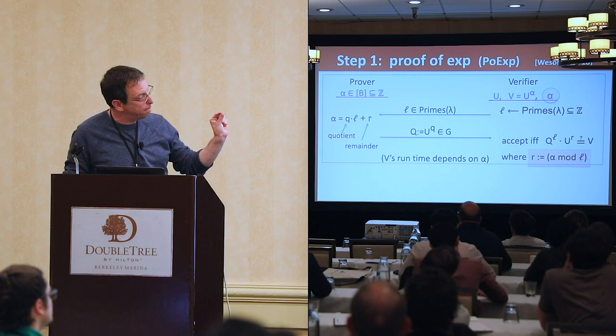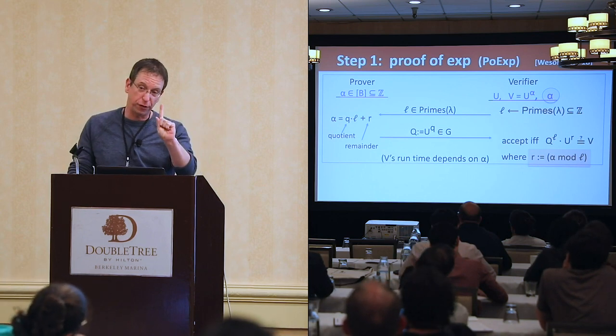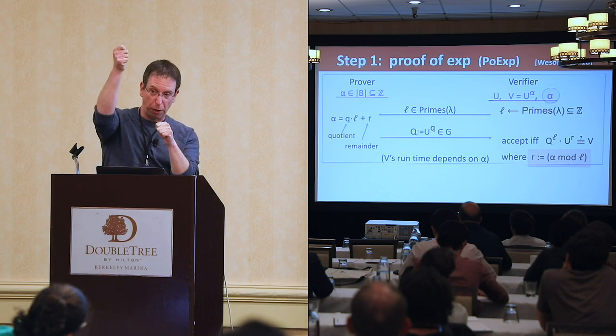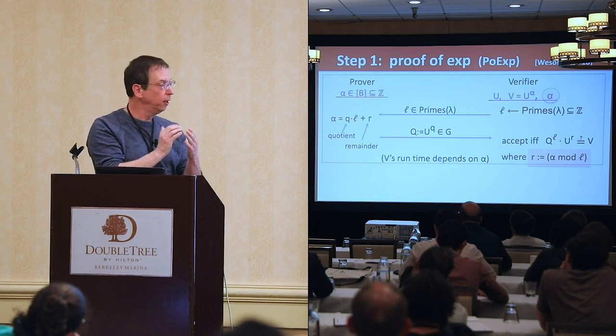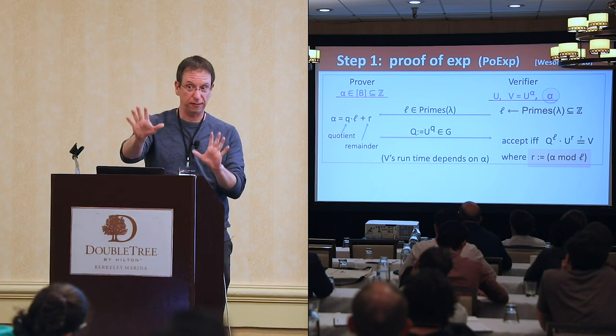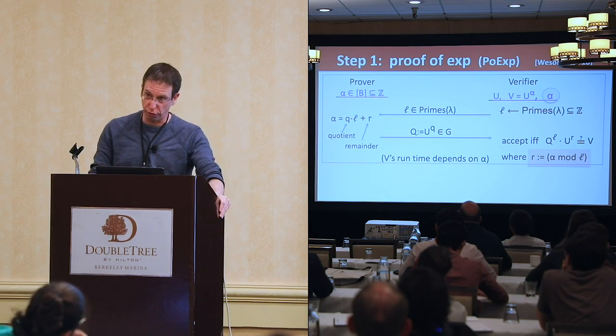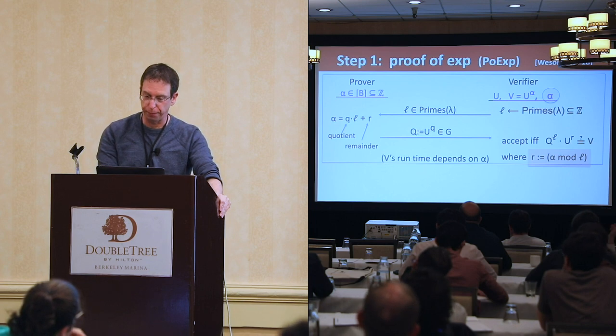Yes, that's a very good point. In fact, here V's running time does depend on alpha, although all the verifier has to do is take alpha and reduce it mod L. He doesn't have to raise anything to the power of alpha. So it's much faster than exponentiation. But you're absolutely right, this does not achieve our goal. The verifier's work is still proportional to the size of the witness, to the size of alpha.